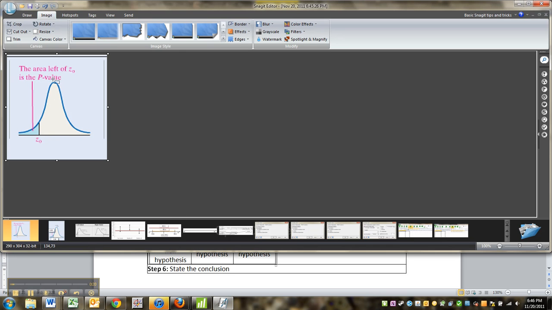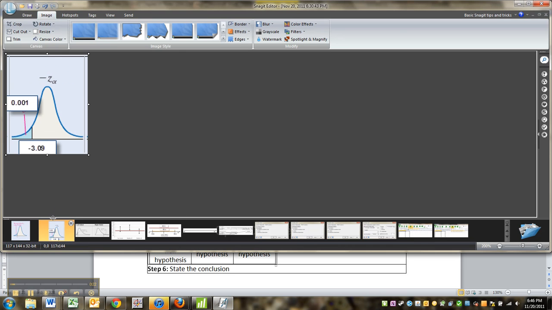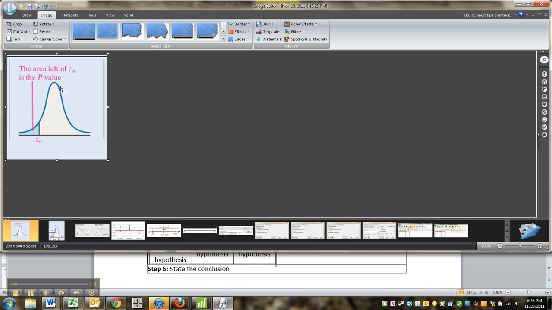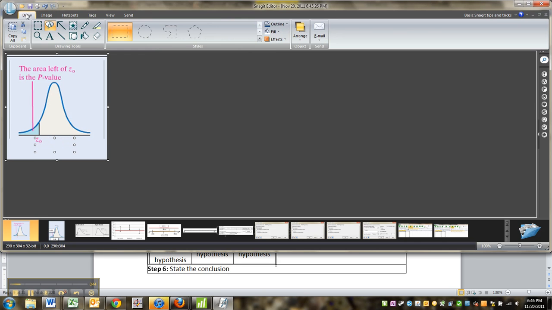Okay, so this one back here was the one we just did, and it's talking about alpha. This area up here is alpha, and this is z alpha down here. In the p-value method, the area left of the z0, that's not z alpha, that's z0, is called the p-value. And that number right there is z0, which we already found to be, oopsie, I'm in the wrong thing. There it is. I need a text box.